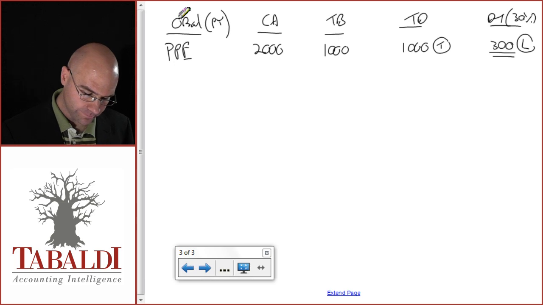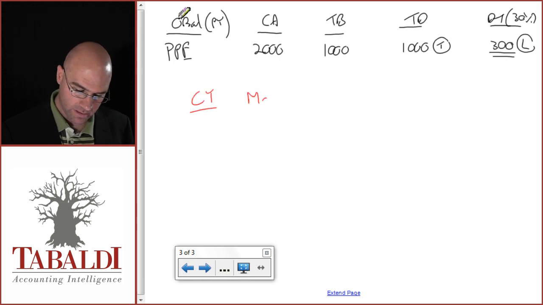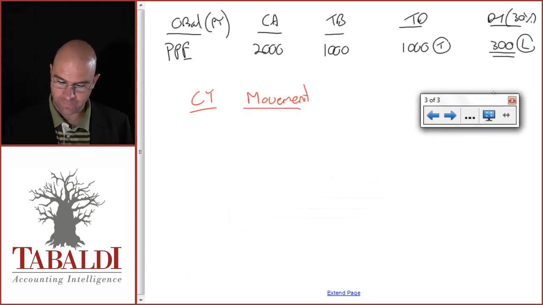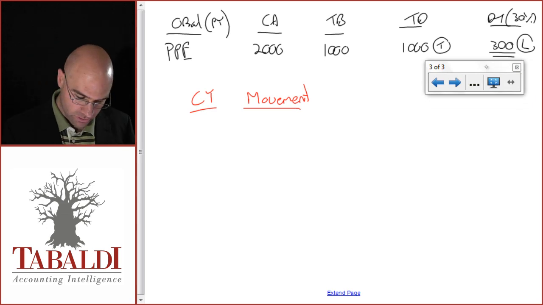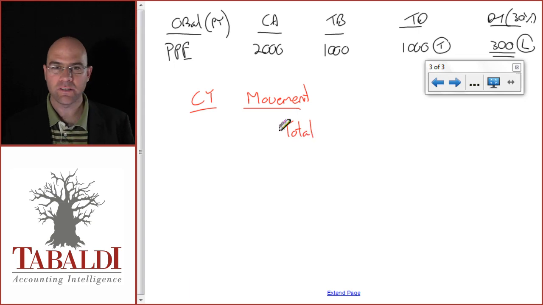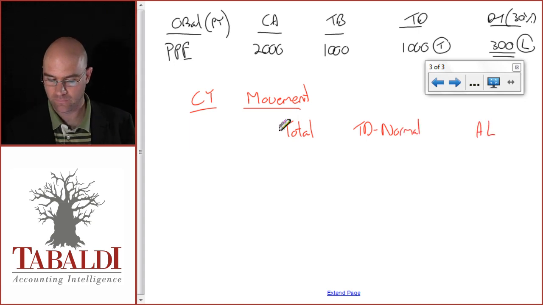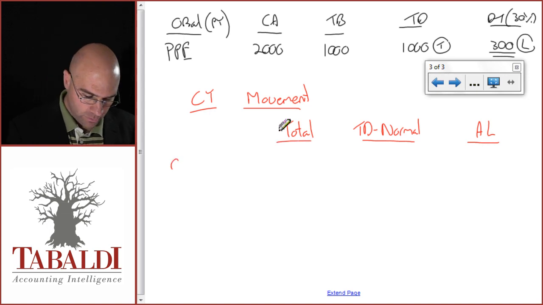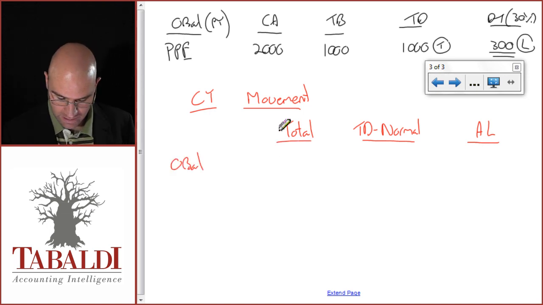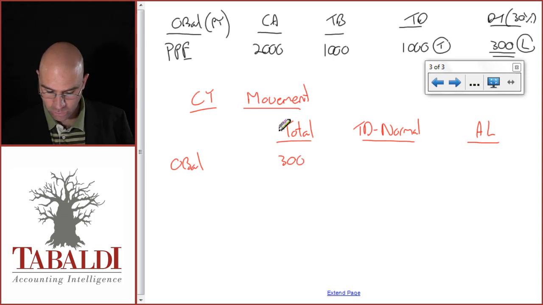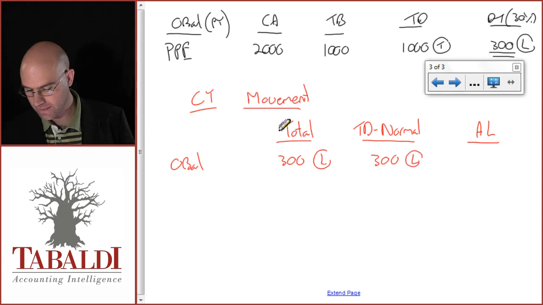Therefore, in the current year, I would now need to do a movement calculation. And that movement calculation would be as follows. I would first need to work out my total deferred tax movement, and I'll split that up into my temporary differences normal and my assessed loss. So my opening balance, my total deferred tax liability, was 300, and that was all due to normal temporary differences. The assessed loss was 0.